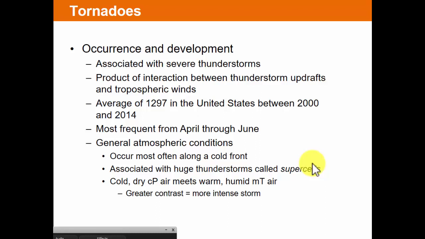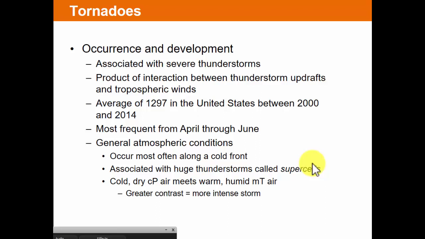Tornadoes are associated with severe thunderstorms. They are produced from the interaction between thunderstorm updrafts and those upper level winds. And it's a fairly complex process, probably beyond the scope of this class. And you get a whole lot of them every year. Most frequent in the springtime when cold air comes down to meet the warm air.